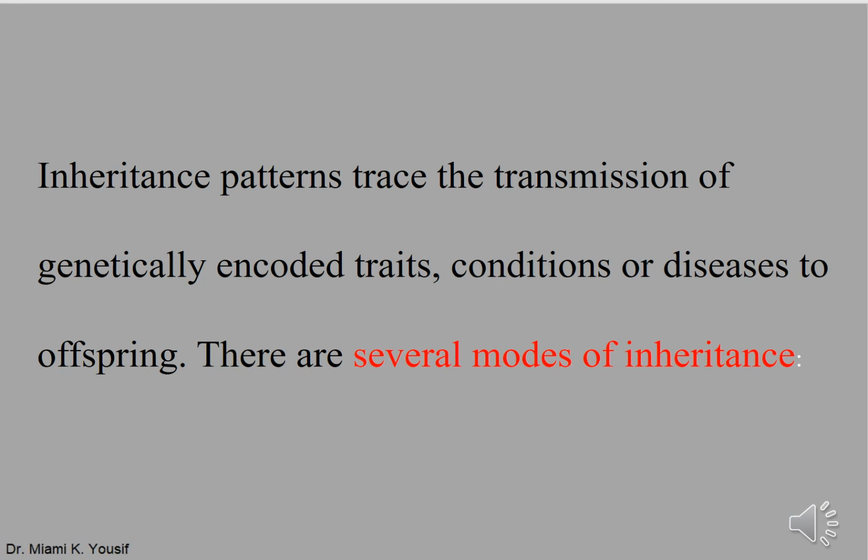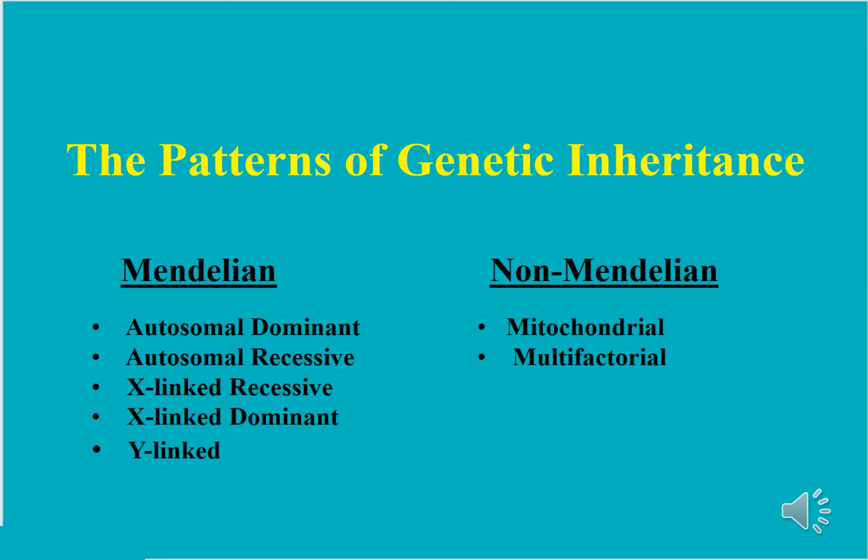Okay, let's start. Inheritance patterns trace the transmission of genetically encoded traits, conditions, or diseases to offspring. And there are several modes of inheritance. A genetic disease is inherited either as a single mutant gene, that's what we call Mendelian inheritance, or in a non-Mendelian pattern, which involves mitochondrial and multifactorial inheritance. For the Mendelian type, we have autosomal dominant, autosomal recessive, X-linked recessive, X-linked dominant, and Y-linked.